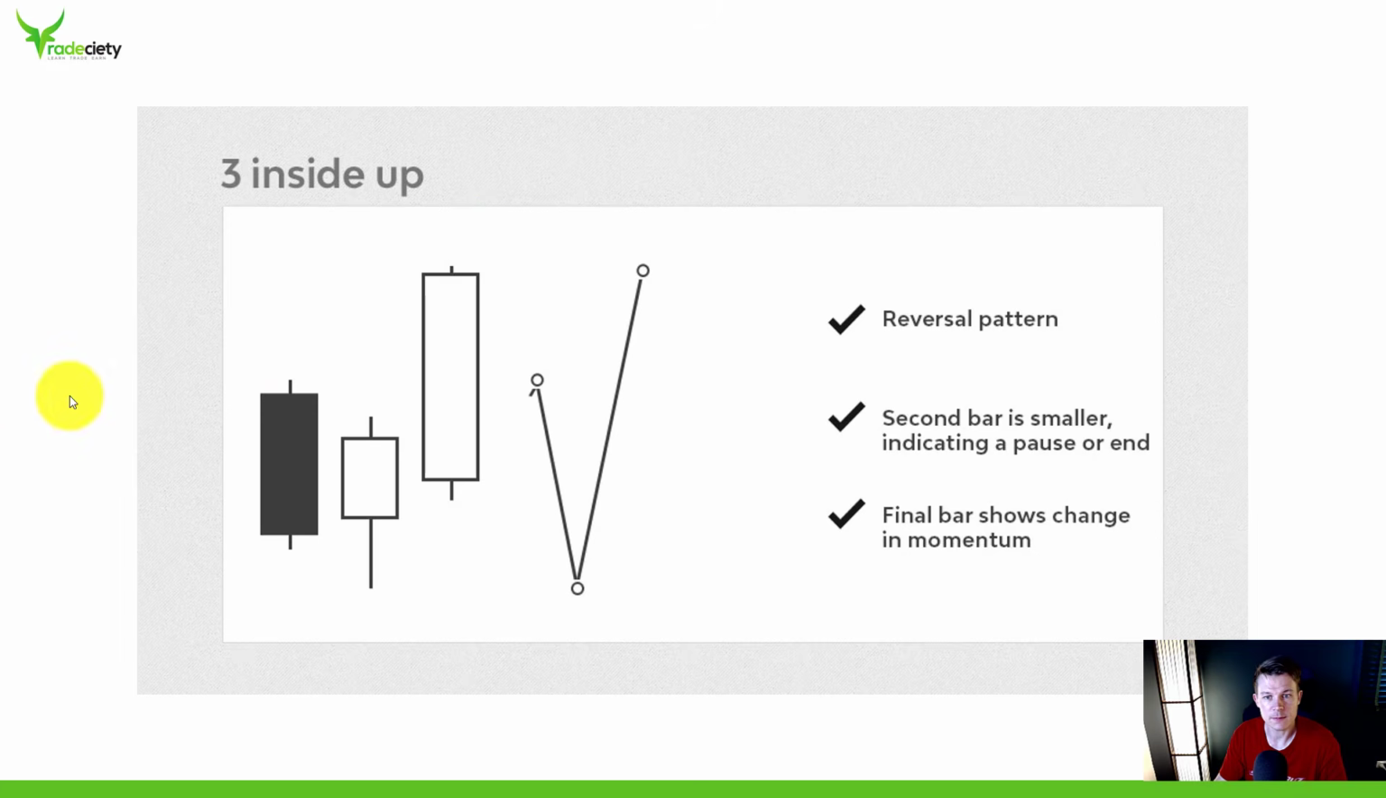The 3 inside up is a 3 candlestick pattern, as the name suggests. So it's even 1 more candle than our engulfing.